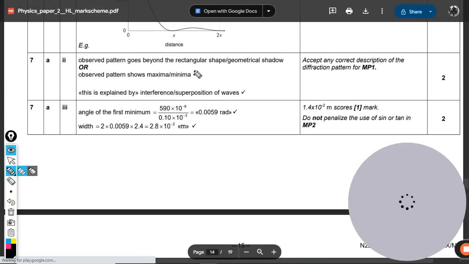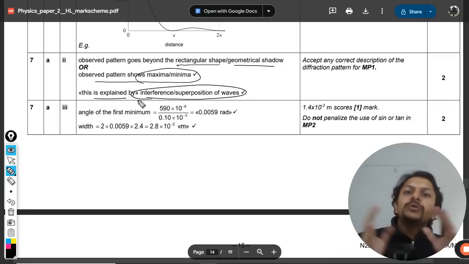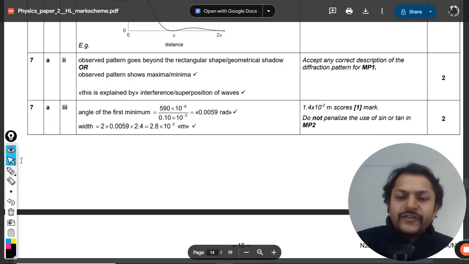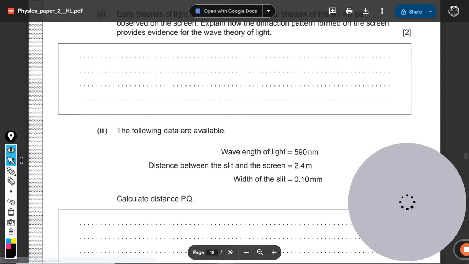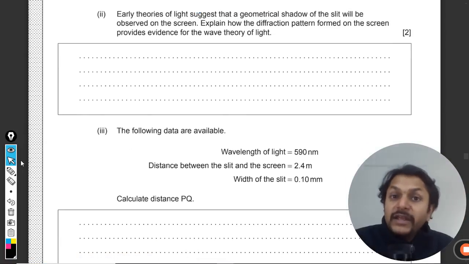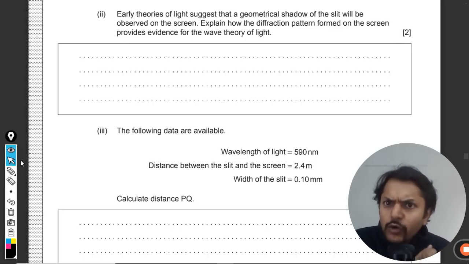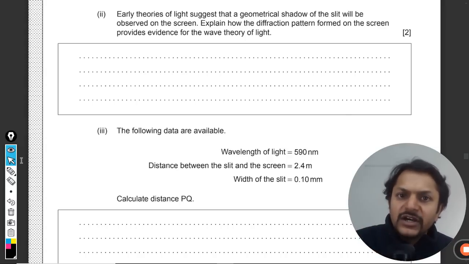Observed pattern goes beyond the rectangular shape or the geometrical shadow area. Observed pattern shows maxima and minima. This is explained by interference or the superposition of waves, clearly proving that light is a wave. So there are three such phenomena: interference, diffraction, and polarization. Polarization is in the syllabus for May 2024. It is in the previous syllabus, but I believe in the new syllabus polarization has been removed. So if new syllabus students are watching this, please do not be confused by the word polarization.